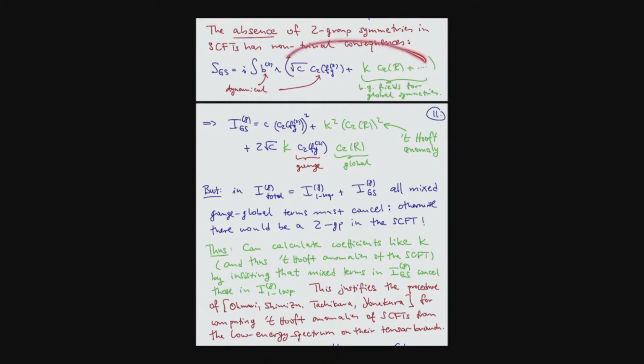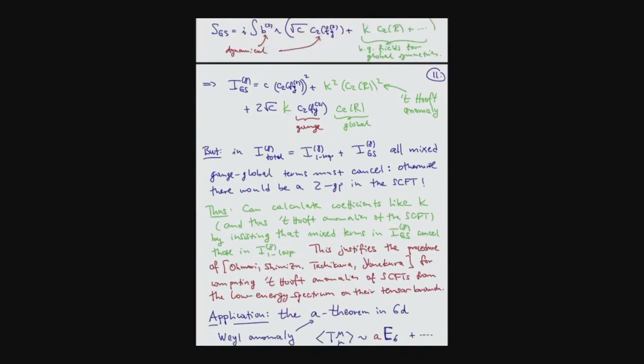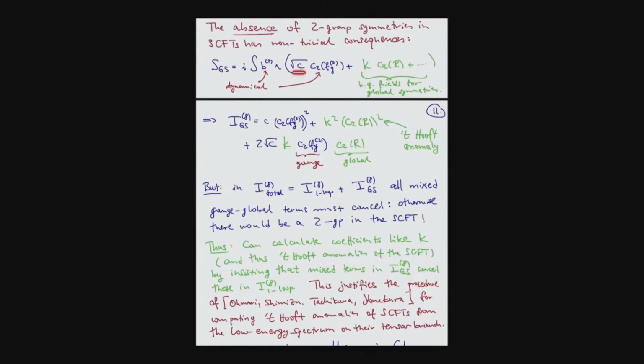So I have to take this quantity here that I'm circling, square it, and that's the contribution of this Green-Schwarz term to the anomaly polynomial. When I compute the square, of course, I get the pure gauge term, which we already discussed. I get a pure C-number term, which is in the 't Hooft anomaly, but I also get a mixed term, right? Because I'm squaring this binomial or multinomial. And the mixed term involves coefficients C and K, and also a mixing of the gauge and global symmetries.